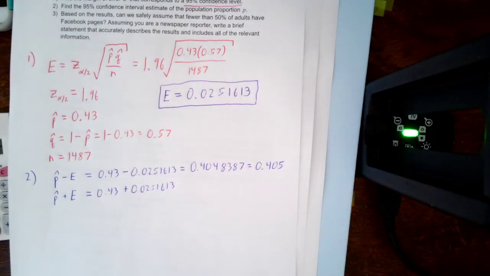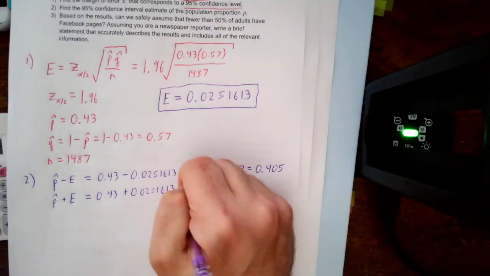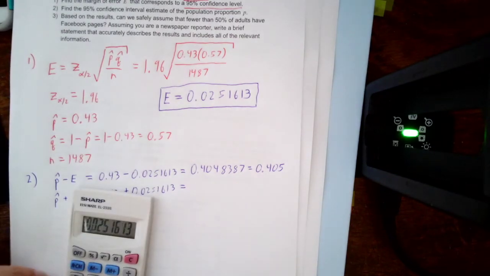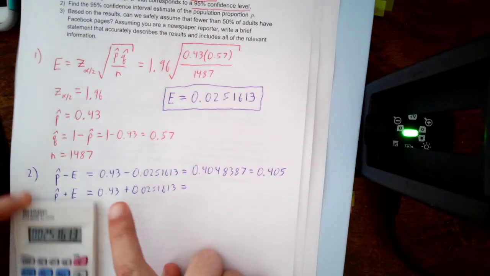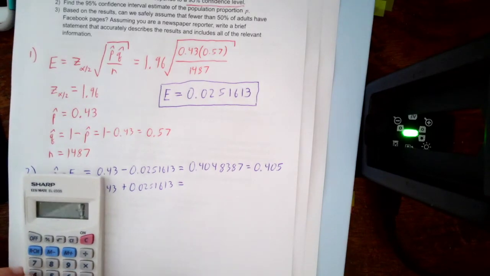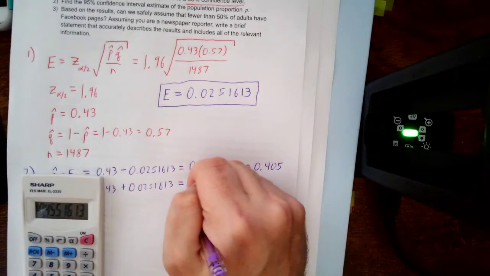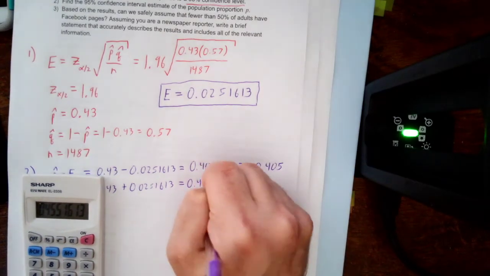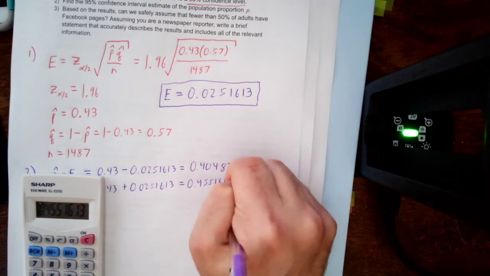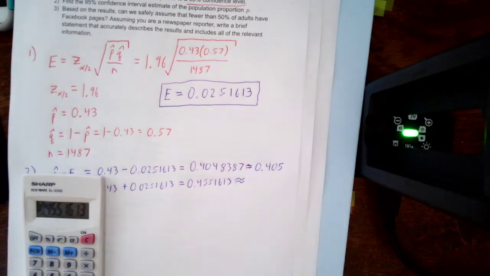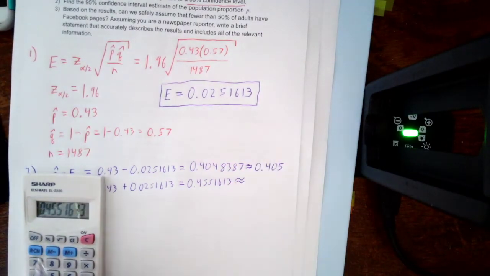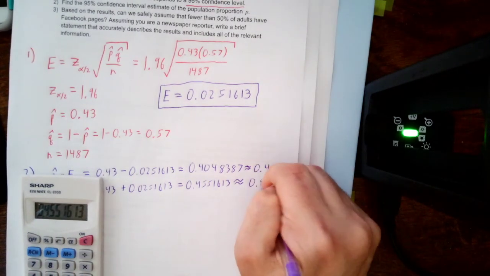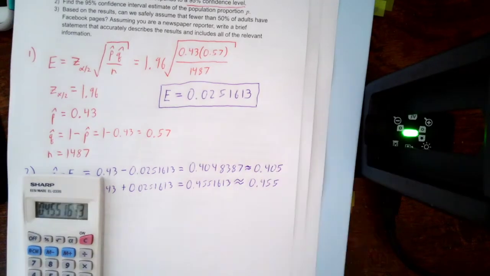0.405. And then I calculate the upper limit. So I take my margin of error and I add 0.43. I get 0.4551613, which now I round to 3 decimals, 0.455.